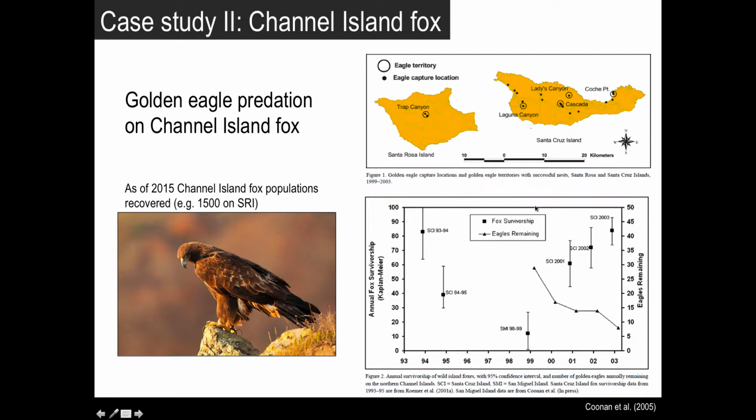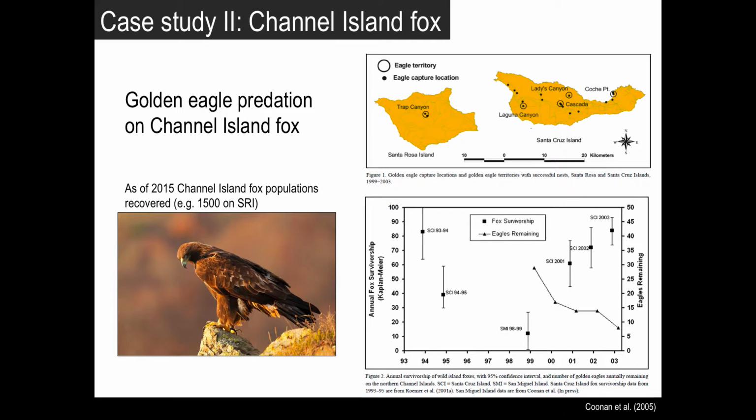And so here we have, over time, fox survivorship from 1994, 95 to 99, and then 2001, 2002, 2003. So this is a long-term declining trend up to around 1999 or 2000. With the eagle removal over time, we see this positive trend in island fox population levels.